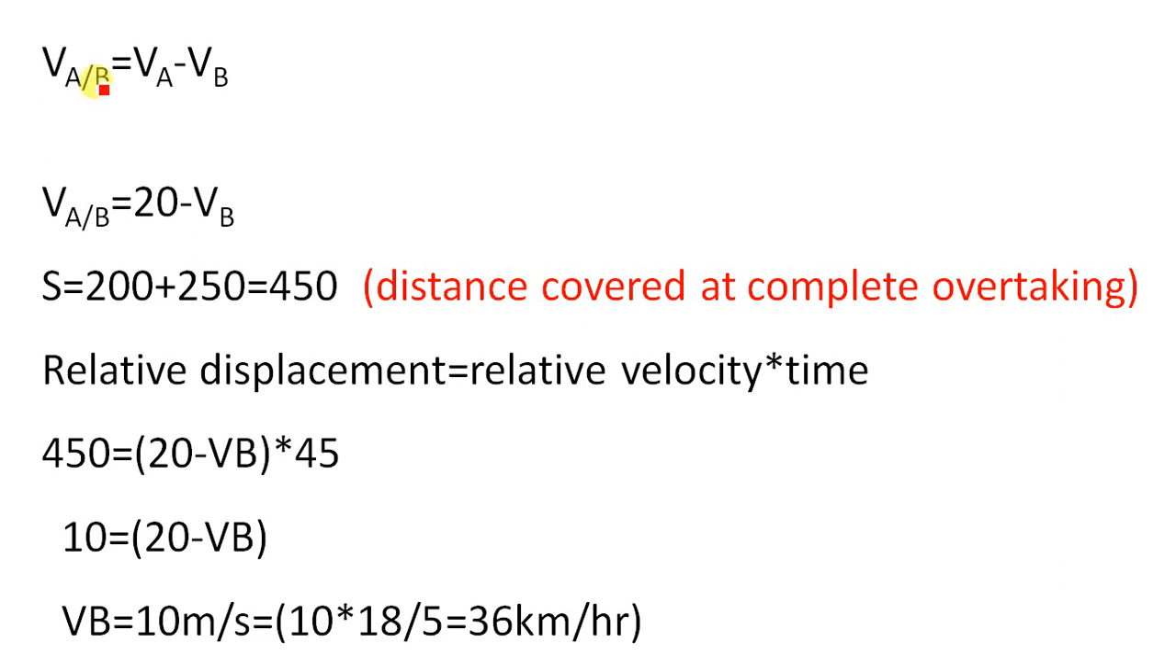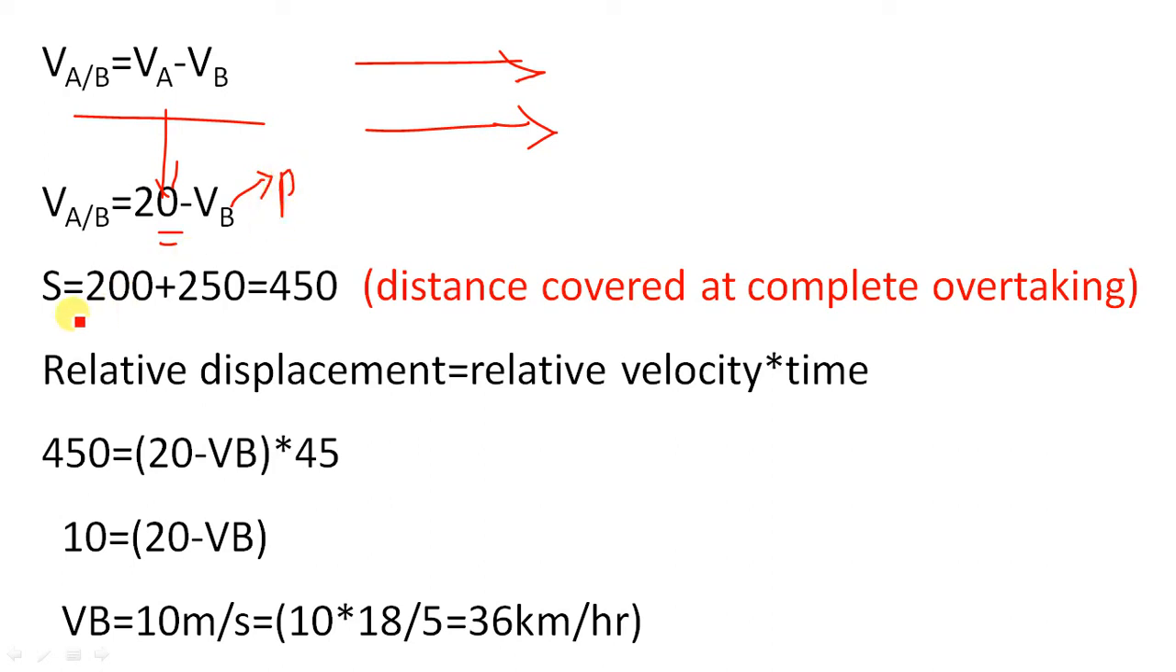Now the relative velocity of A with respect to B is equal to VA minus VB. It is a problem of one dimensional relative velocity. So the velocity is in one dimension. There is no need to resolve into components. So the velocity of A with respect to B is equal to 20 minus VB, because the velocity of A is given as 20. So we have to find out the velocity of the passenger train.